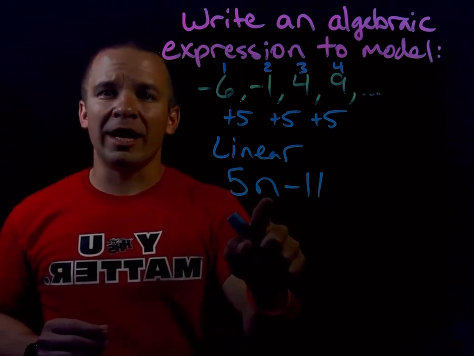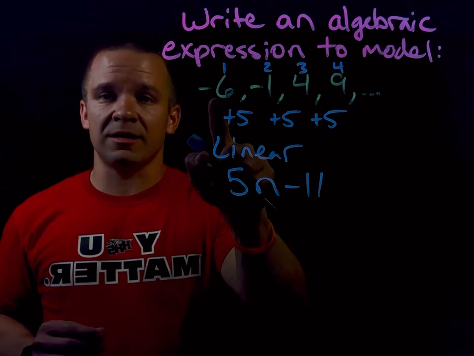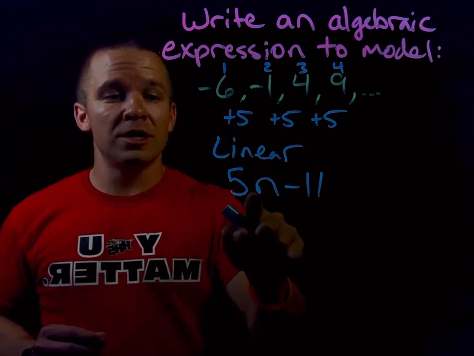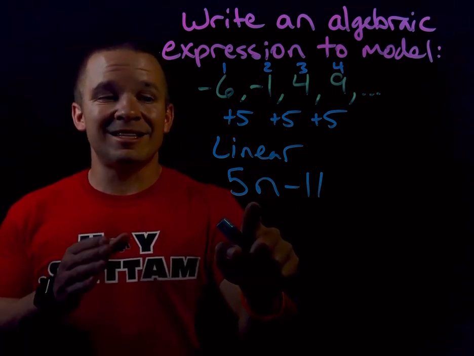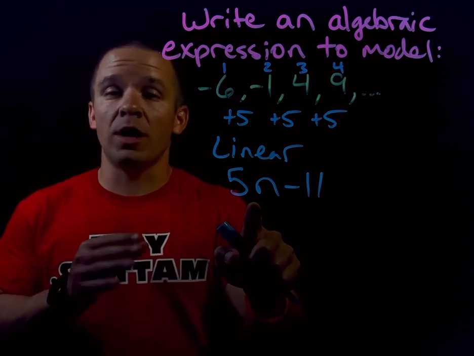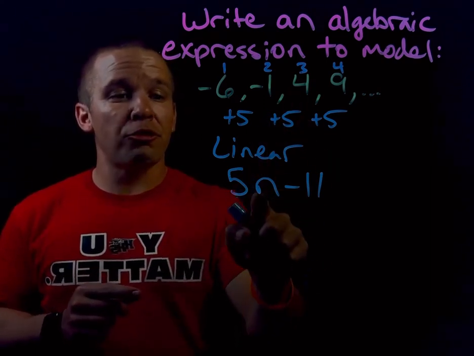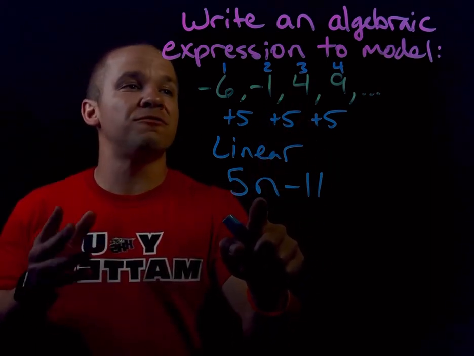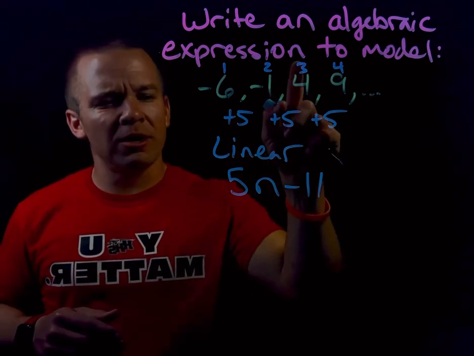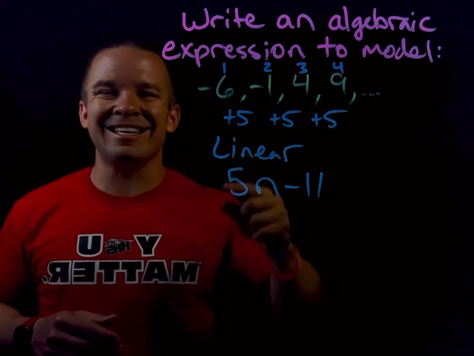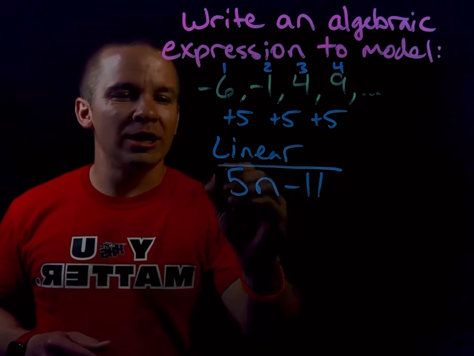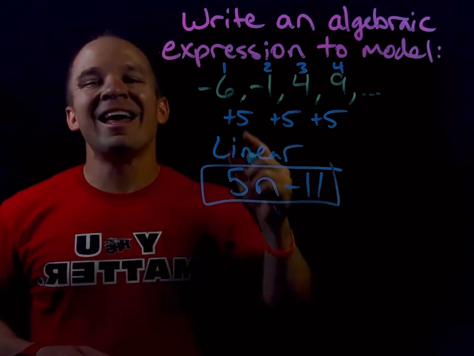If I plug in 1, I get 5 minus 11 is -6. Now, if I plugged in 2 to this expression here, I'd get 10 minus 11 is -1. So far, so good. If I plug in 3, I'm going to get 15 minus 11 is 4. And if you guessed it, if I plug in 4, I'm going to get 20 minus 11 is 9. We have our linear expression right here, and that's awesome.